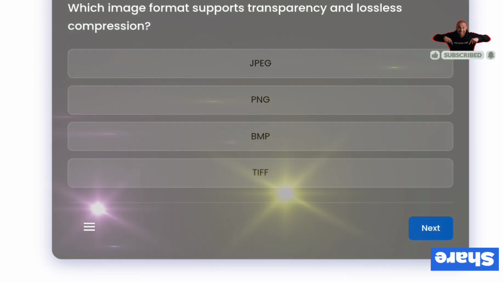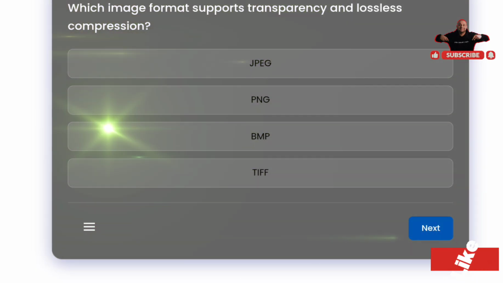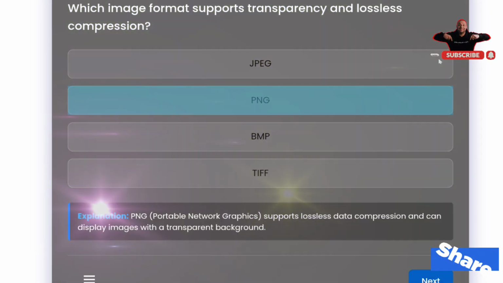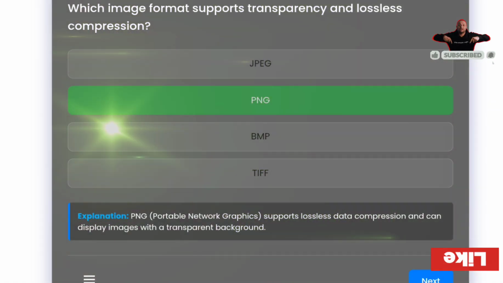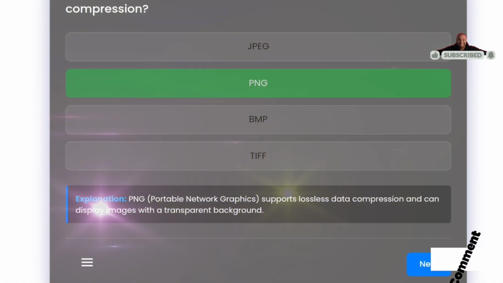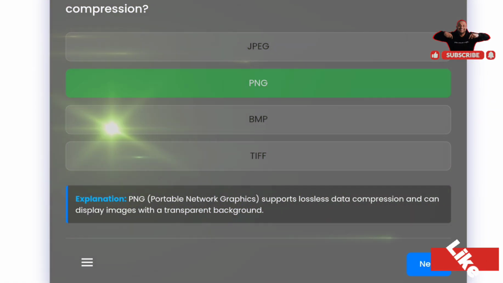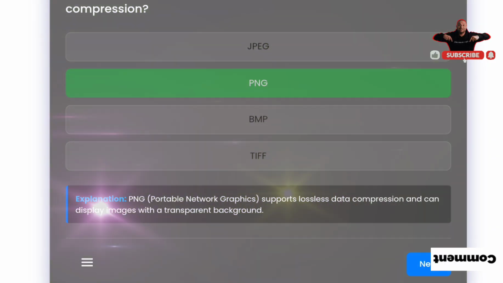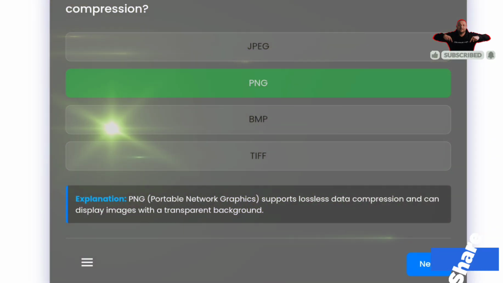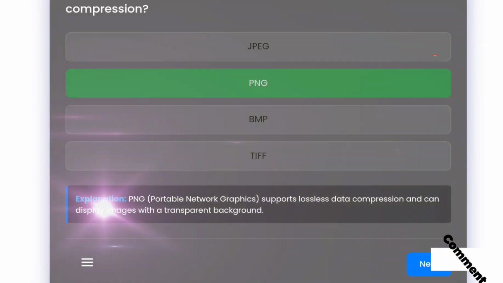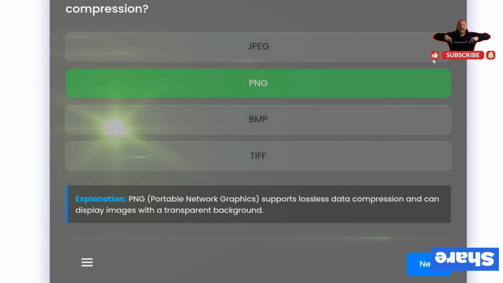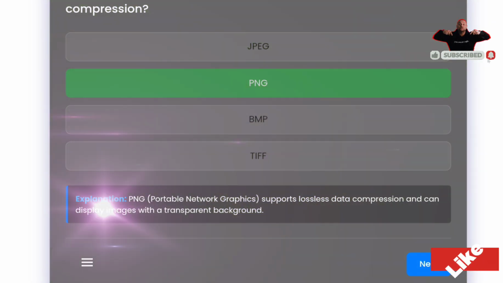Next question: which image format supports transparency and lossless compression? वो होता है PNG. PNG का मतलब क्या होता है? पोर्टेबल नेटवर्क ग्राफिक्स. That supports lossless data compression and can display images with a transparent background.